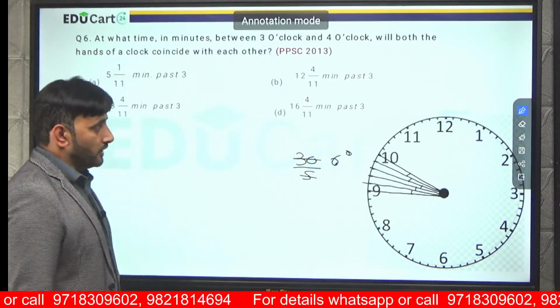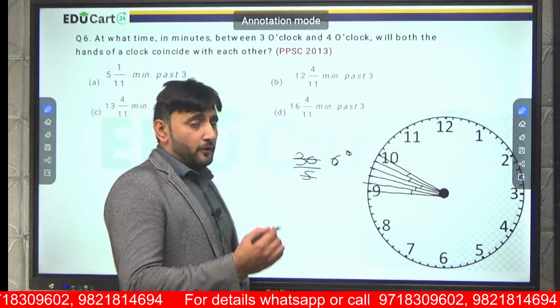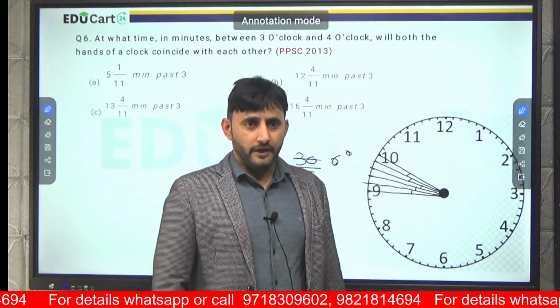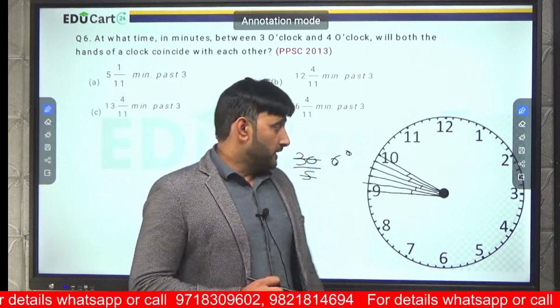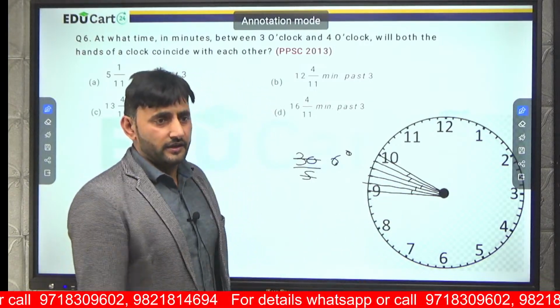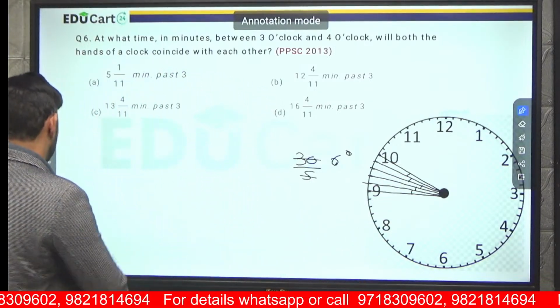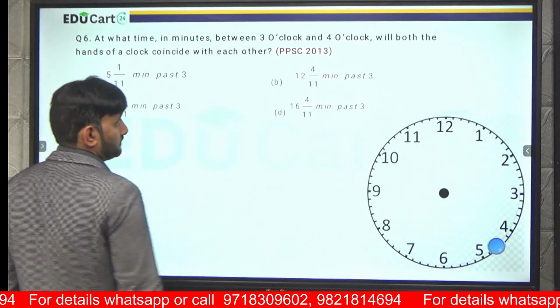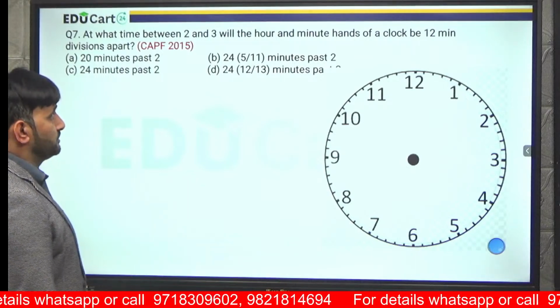Fine. So if I say there is a gap of 3 minutes division, how much is the angle? 18 degree. If there is 5 minutes difference, it means 30 degree angle. Got it? Let's move ahead. Attempt this question.